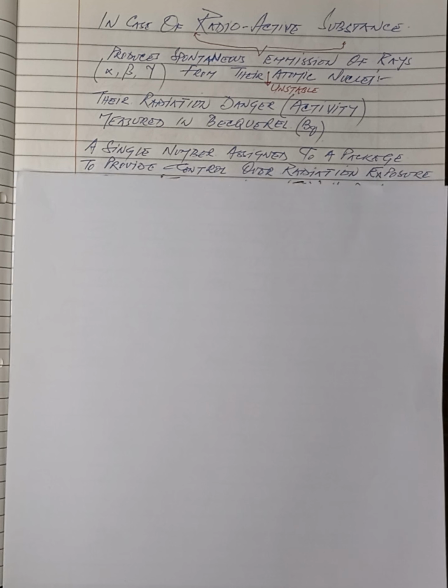Since they emit radiation, of course, the radiation danger exists over there, and that is called activity. And this one is measured in a unit called becquerel. So radiation danger, which is called activity, can be measured in becquerel. The unit is becquerel, Bq.